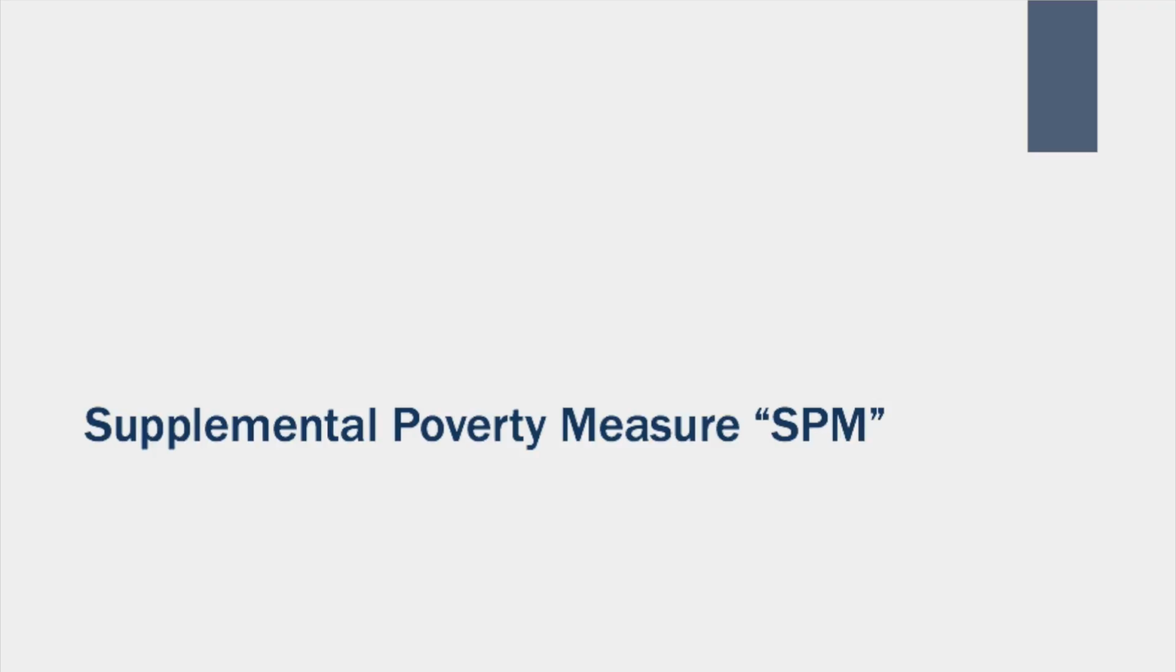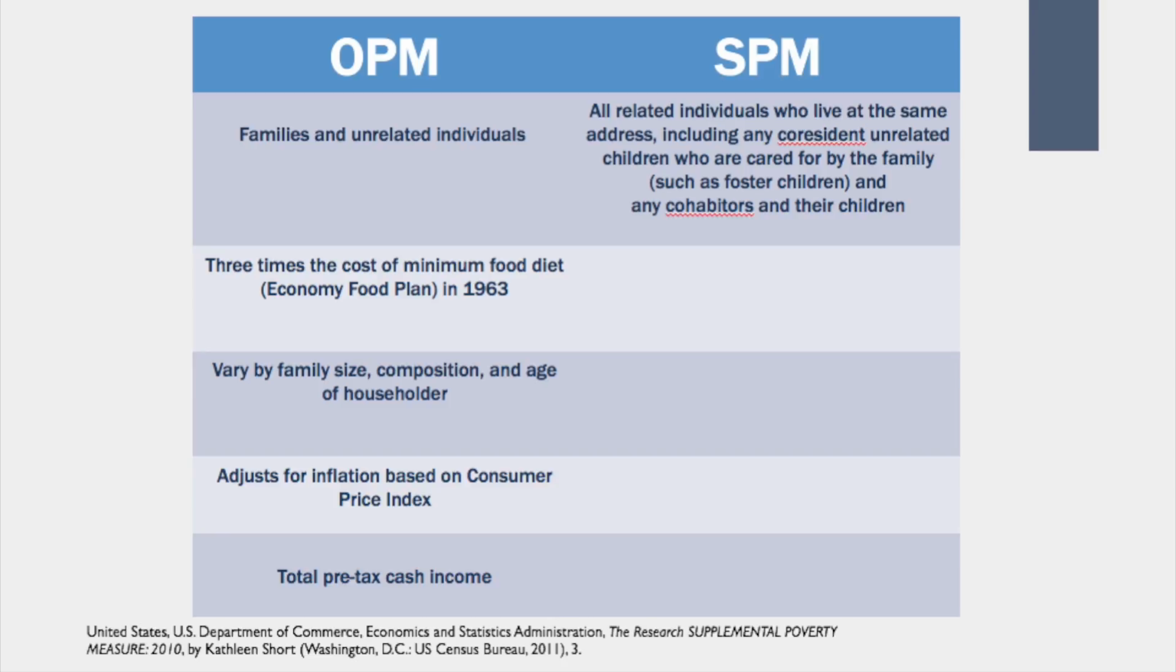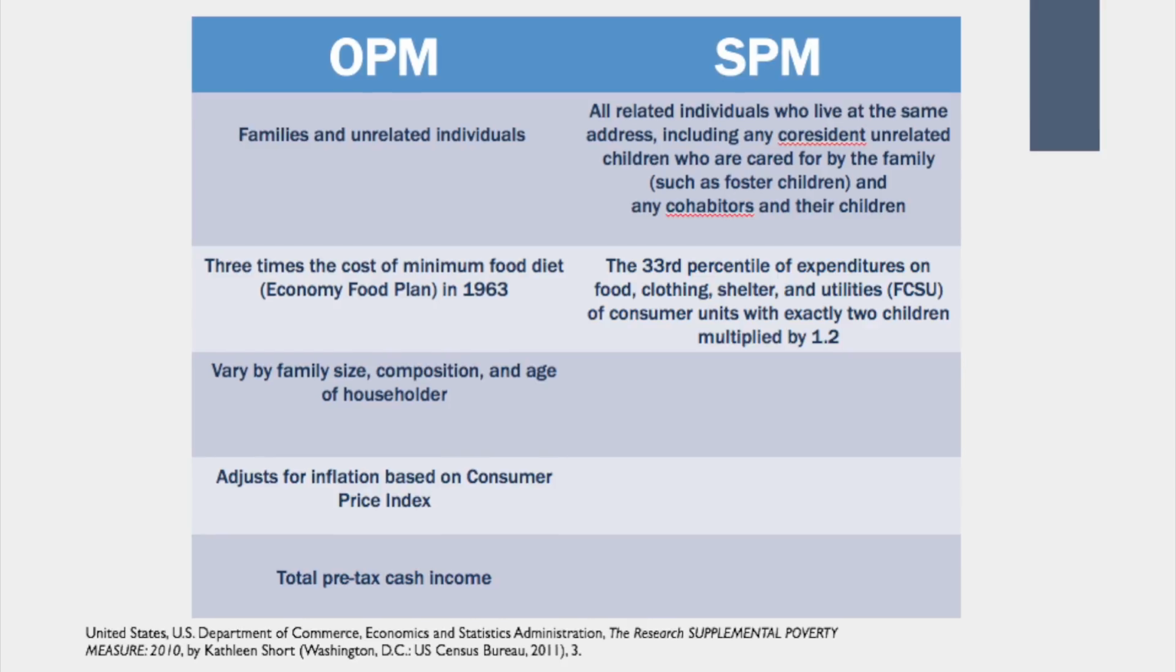The Supplemental Poverty Measure was developed in 1995 by a National Academy of Sciences panel which identified weaknesses of the OPM and suggested alterations. The SPM defines a household as all related individuals who live at the same address, as well as any co-resident unrelated children who are cared for by the family, such as foster children, and any cohabitators and their children. The SPM calculates the 33rd percentile of expenditures on food, clothing, shelter, and utilities of consumer units with 2 kids multiplied by 1.2.